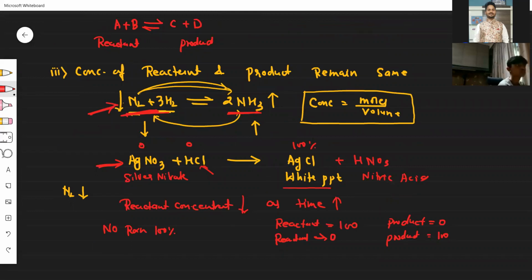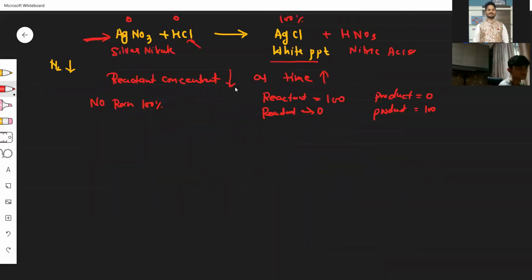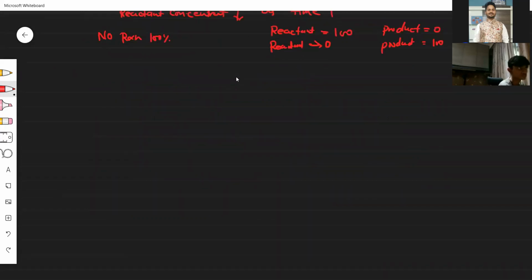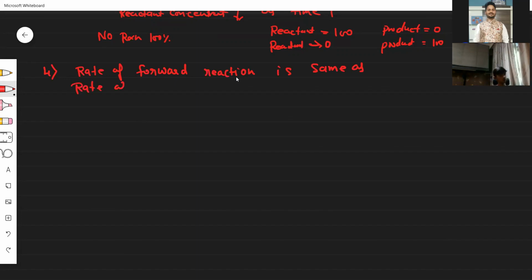Now we'll talk about the fourth characteristic of an equilibrium: the rate of forward reaction is the same as the rate of backward reaction.